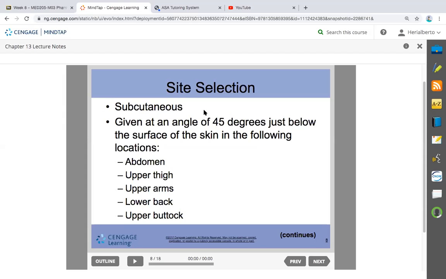Site selection. It could be a subcutaneous injection. If it's subcutaneous, it's given at an angle of 45 degrees, just below the surface of the skin in the following locations. A perfect example, as I said before, is the insulin injection. It could be in the abdomen area, upper thigh, upper arms, lower back, and upper buttock. The most important thing is a 45 degrees injection. 45, something like this. But we will see a video about techniques of doing injections. It's something very basic for your careers.